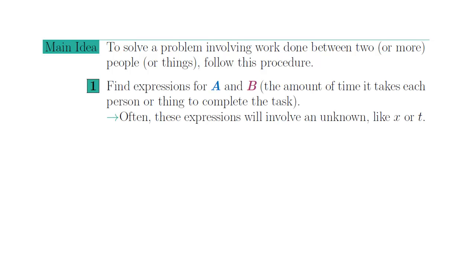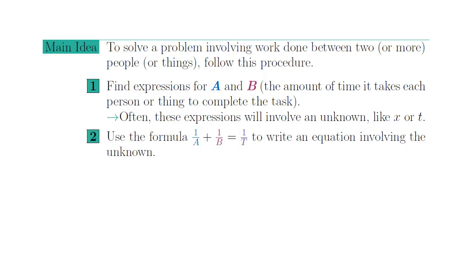First, we want to find expressions for A and B, where A and B are the amount of time it takes each person or thing respectively to complete the task. Now I will note that sometimes these expressions, A and B, will involve an unknown variable quantity, like X or T.